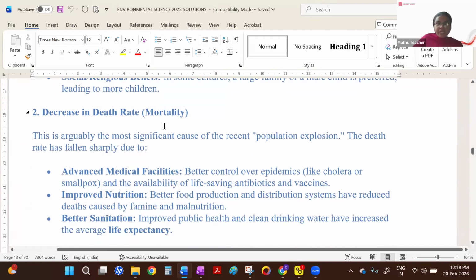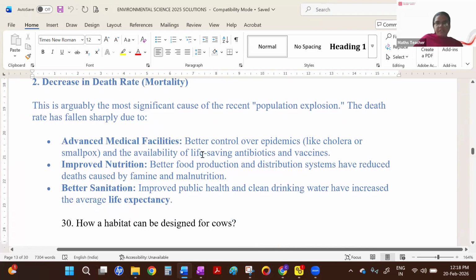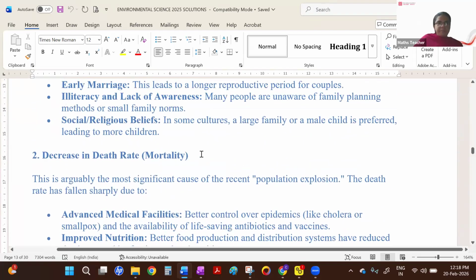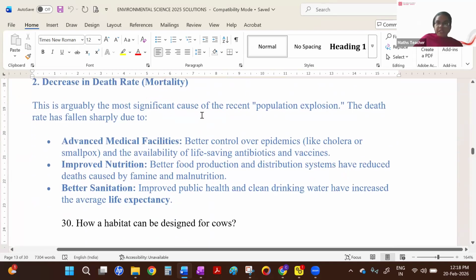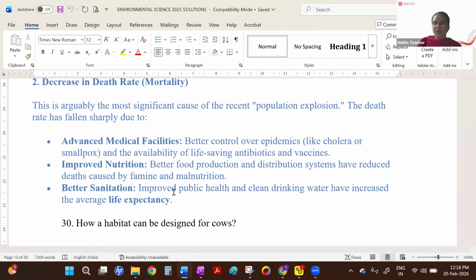Then, what contributes to a decrease in death rate, mortality? There are many different reasons. The first one is the most significant cause of the recent population explosion. The death rate has fallen rapidly. The main reason is advanced medical facilities. Technologies are improving, with a number of advancements in many fields. The medical field has also seen a lot of improvements, with many different technologies being introduced. So we have many different treatments for all diseases, and therefore the longevity of people has increased.